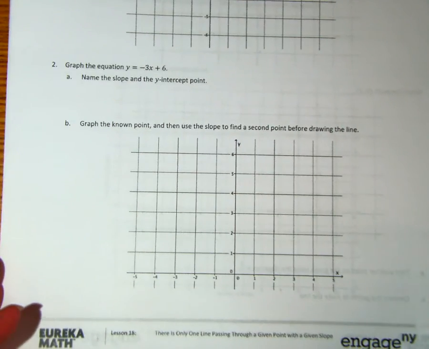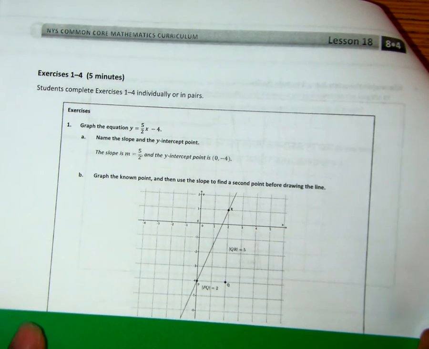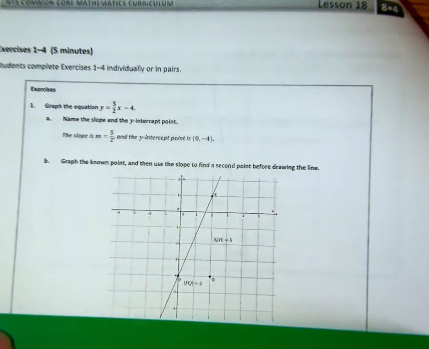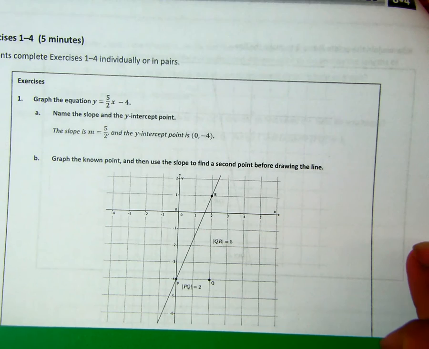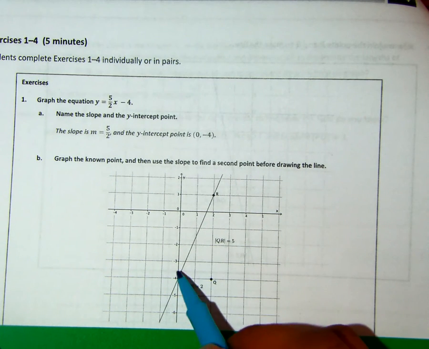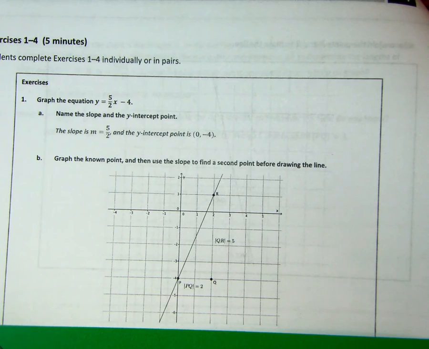Well, let's look at exercise 1's answer. If you've done exercise 1 correctly, you should say that the slope is 5/2. So slope's going to be a fractional value. Our y-intercept is going to be (0, -4). Okay, so when I graph (0, -4) and I move up 1, 2, 3, 4, 5 and to the right 2, my next point R is going to be located at (2, 1).